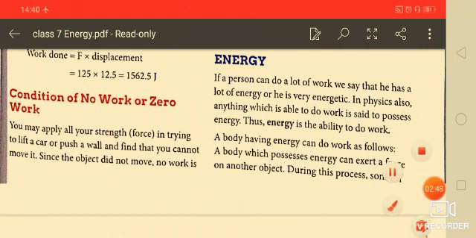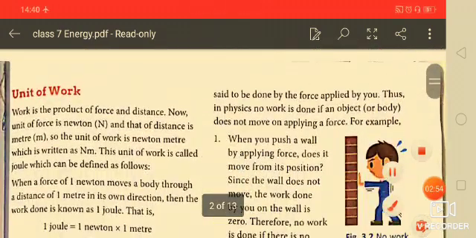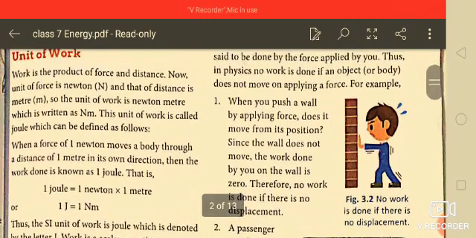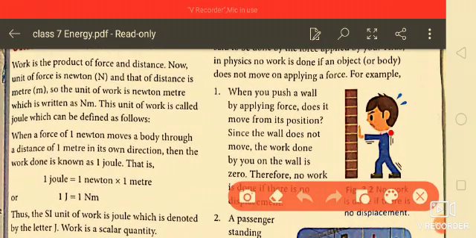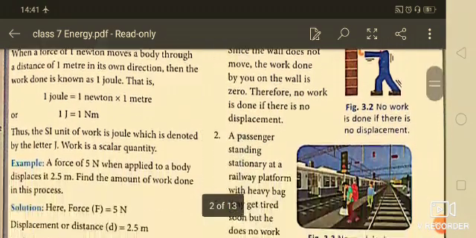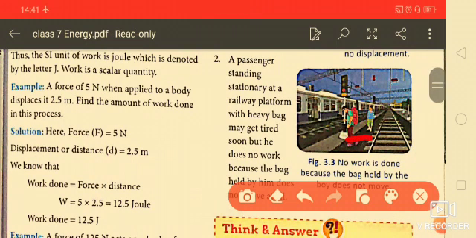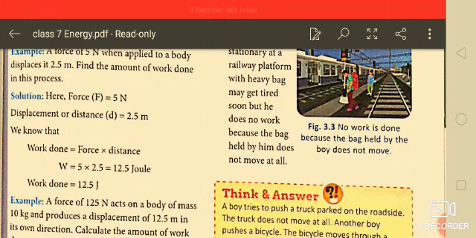Next, in a few conditions, there is force applied but no work done. That means zero work is done in those conditions. Work is not done in a few cases. Thus in physics, no work is done if an object or any body does not move on applying a force. Here you can see that this boy is pushing a wall, but he is unable to do any work though he is applying force. And here a passenger carries a heavier bag, but no work is done if he is standing at his own place.